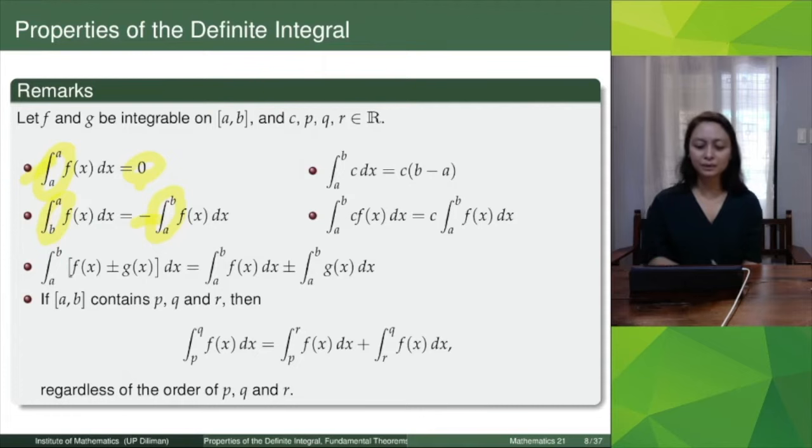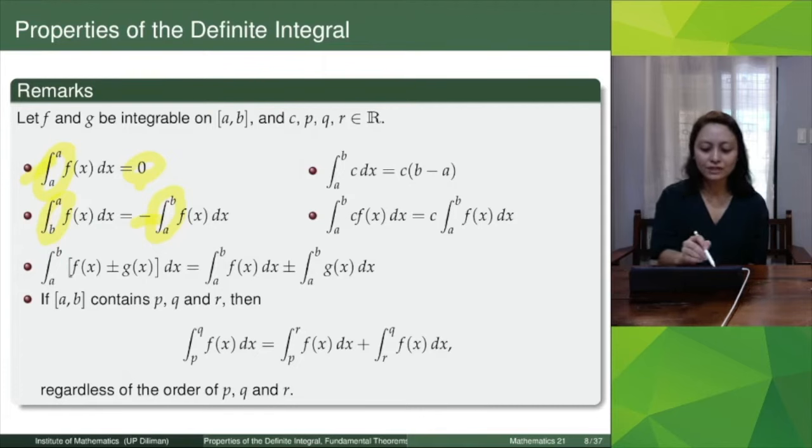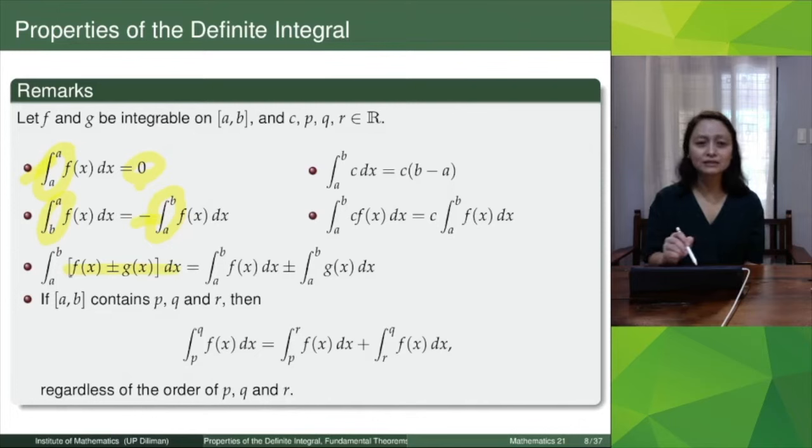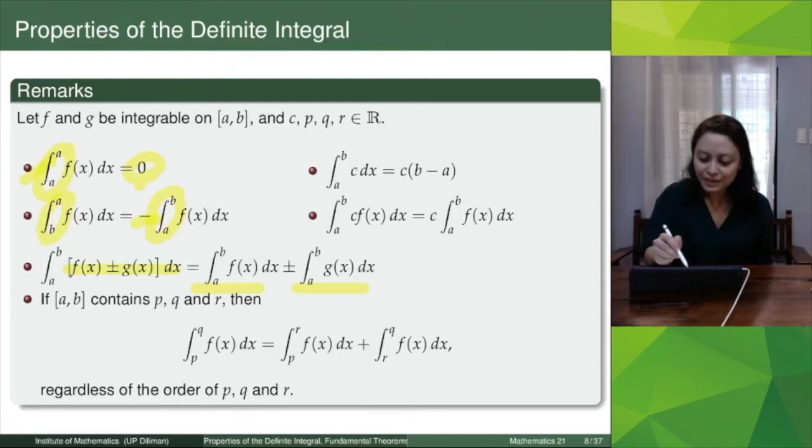Next property. If you have a sum or a difference, you can get the definite integral of each of the terms. So the integral from a to b of f of x plus or minus g of x dx is equal to the integral from a to b of f of x plus or minus the integral from a to b of g of x dx. Okay, let's start with the one above.